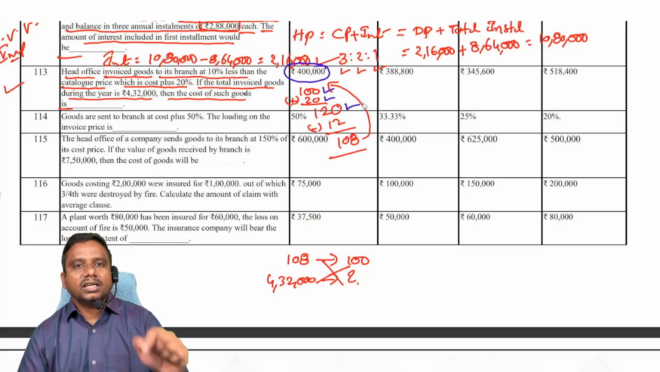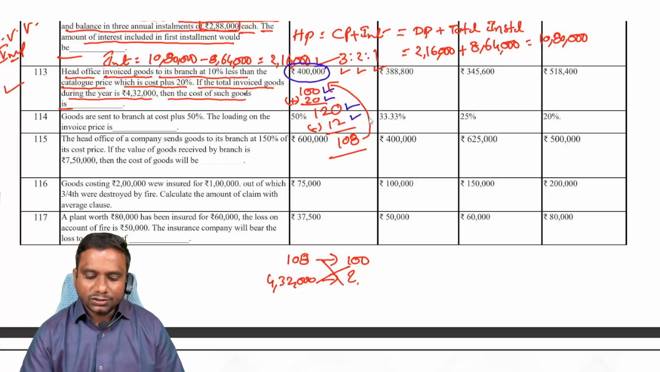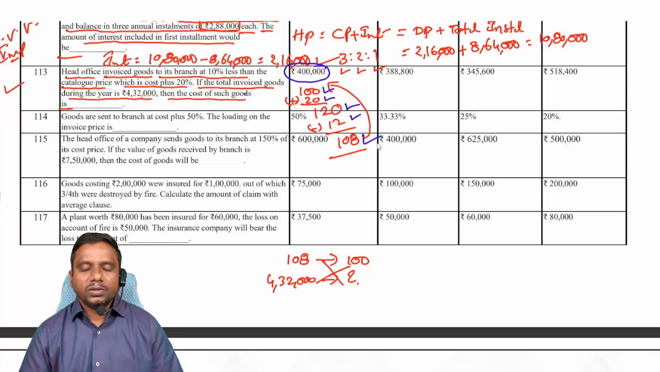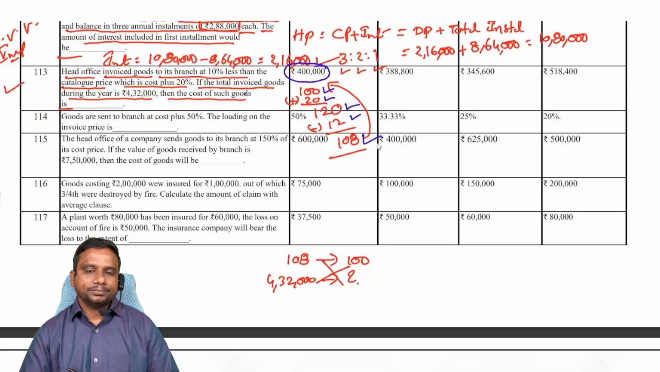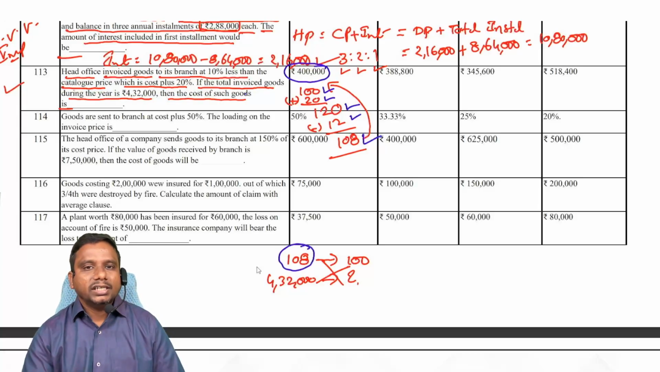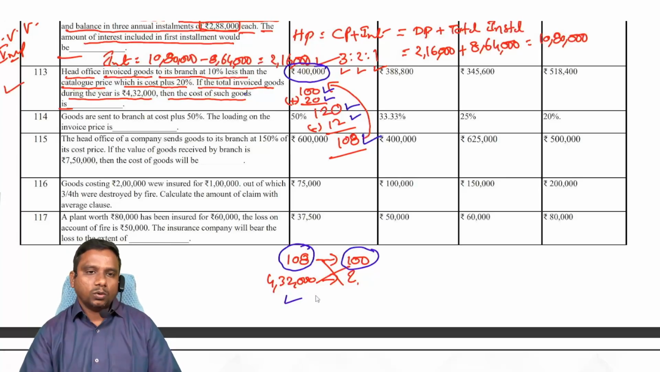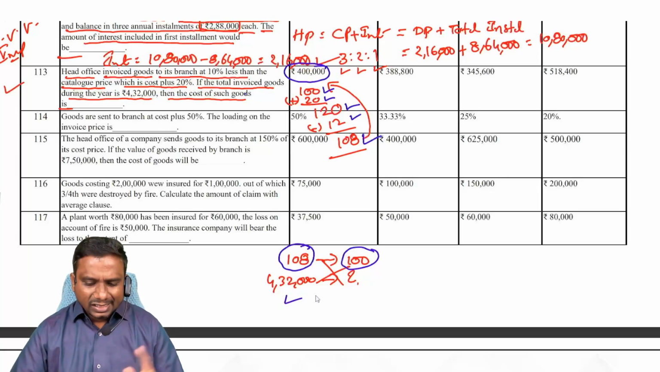On catalog price they are sending 10% less. 10% of 120 is 12 rupees. Now at what price they are sending? At 108. So for 108 rupees at selling value, the cost is 100. Then for 4,32,000, what is the cost value? 4 lakhs. Profit 32. Is it clear, students?